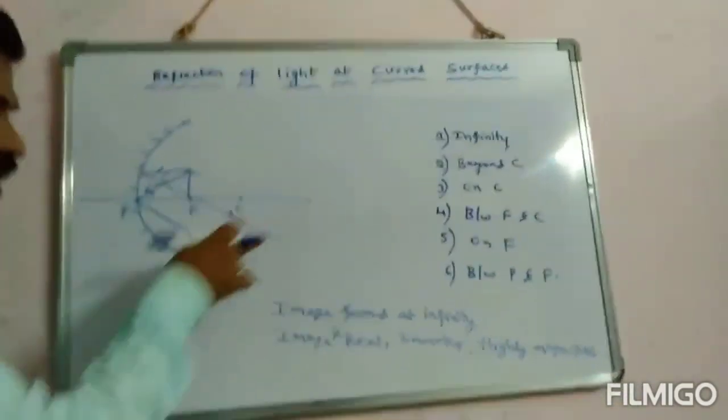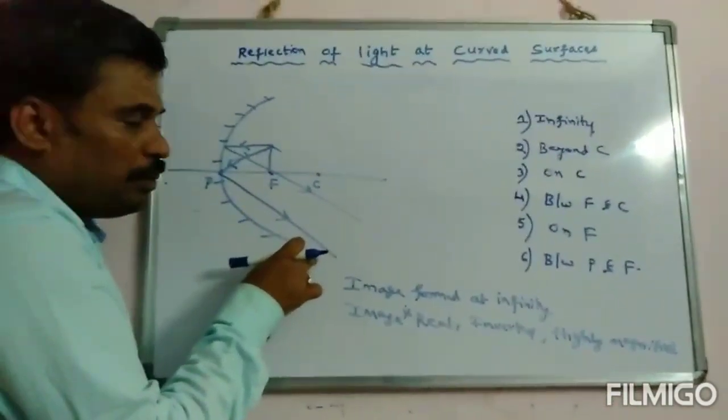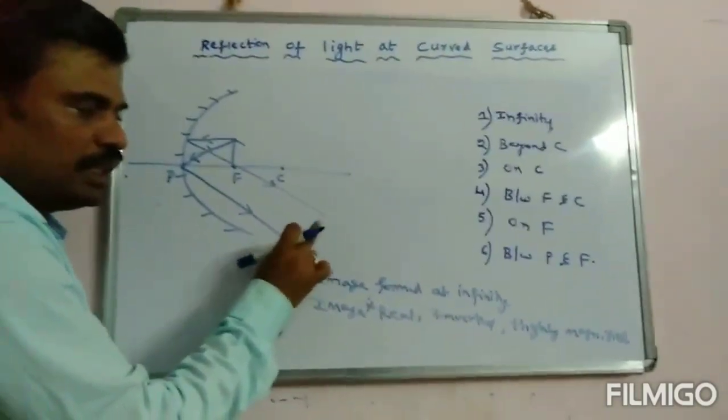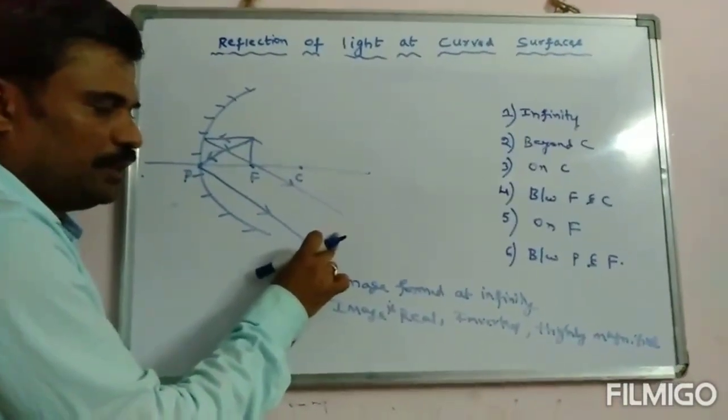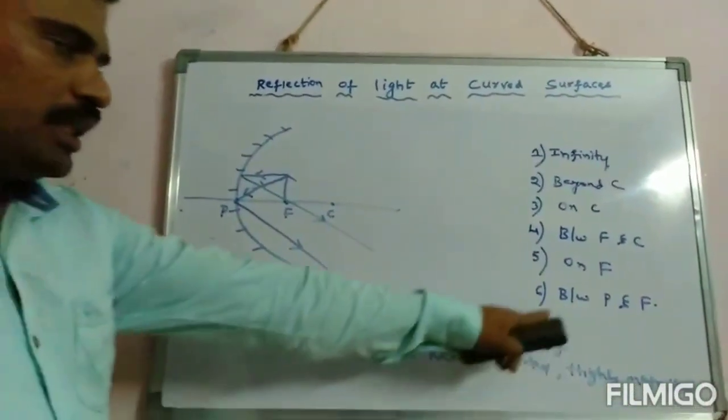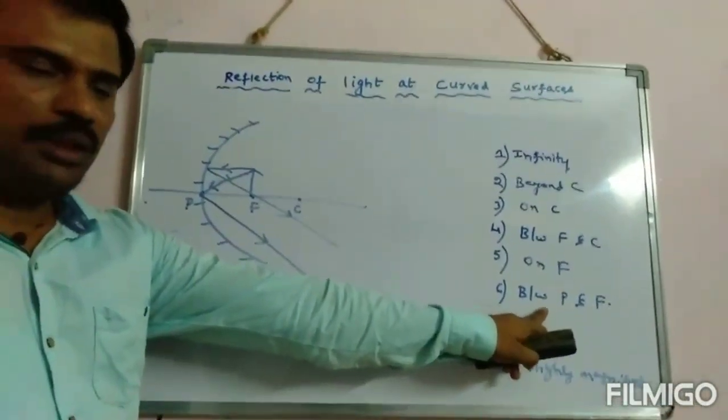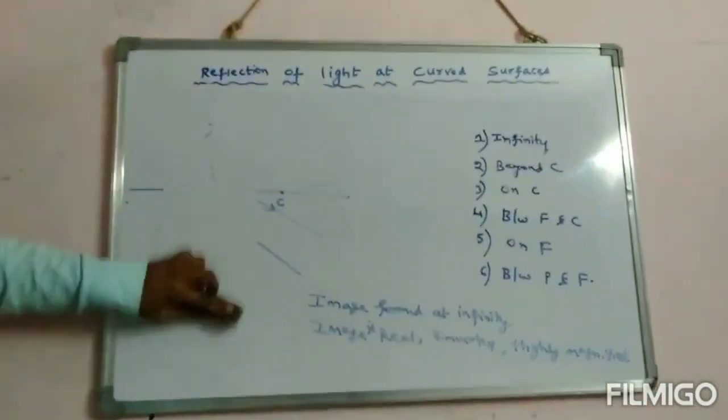Don't forget, when the object is on focus, the image is formed at infinity. How can you say? The reflected rays are parallel. Hence I can say the image is formed at infinity. Right. Now let us see the last position of the object, between P and F.